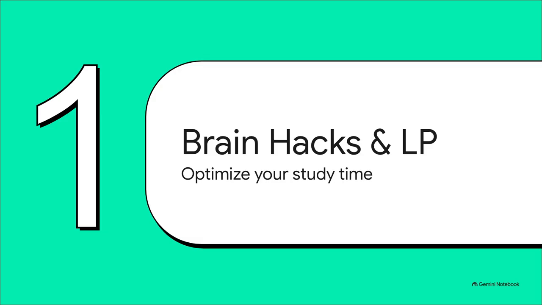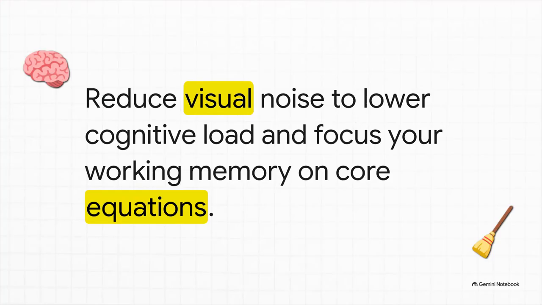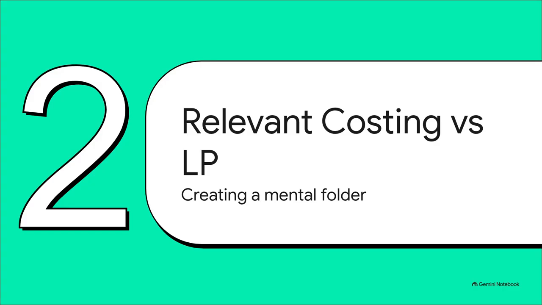All right, starting off with section 1, brain hacks and the LCPA. So, you might be wondering, why these stark white backgrounds? Well, this is a deliberate study hack called clean slate encoding. By stripping away all that useless visual noise, the complex graphics and unnecessary textbook screenshots, we're actually lowering your cognitive load. Your working memory has a limited capacity. We want 100% of your brain's RAM focused entirely on these core accounting equations, so you're not wasting any of your precious cognitive energy.